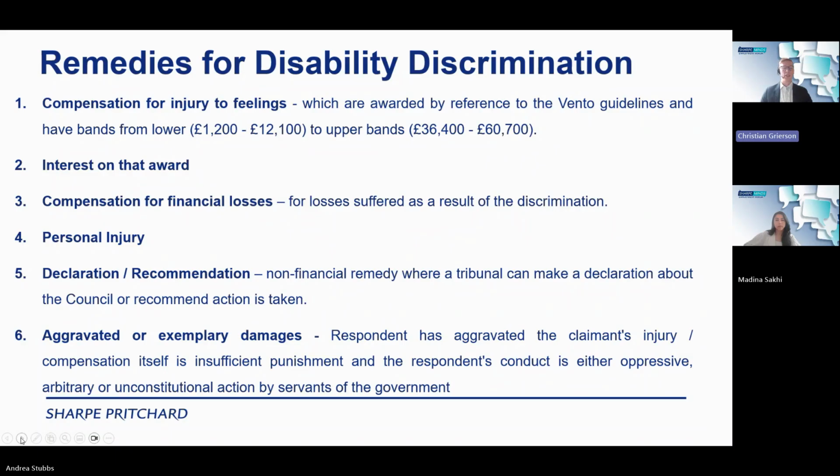But as many of the people on this call are in public sector organisations, the risk of that final sixth award is definitely greater, and you need to be careful. So I think that's the closing remedy slide. Can I have the next slide, please?